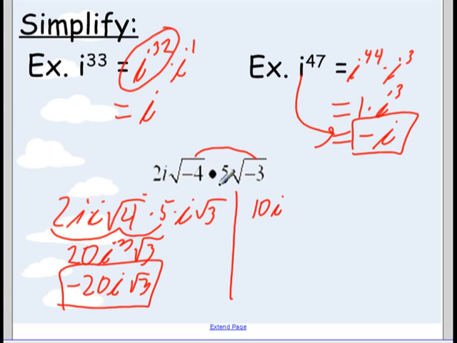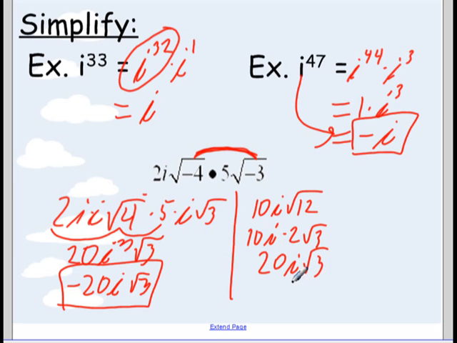And then rad -4 times rad -3, if you're using your rules for multiplying radicals, which you remember from before, you could multiply those together and you'd get rad 12. Well, that seems reasonable. And then you can just simplify the rad 12 and you'd get 2 rad 3. So you'd have 10i times 2 rad 3. And then simplify a little more and you'd get 20i rad 3 and say, cool, I'm done.